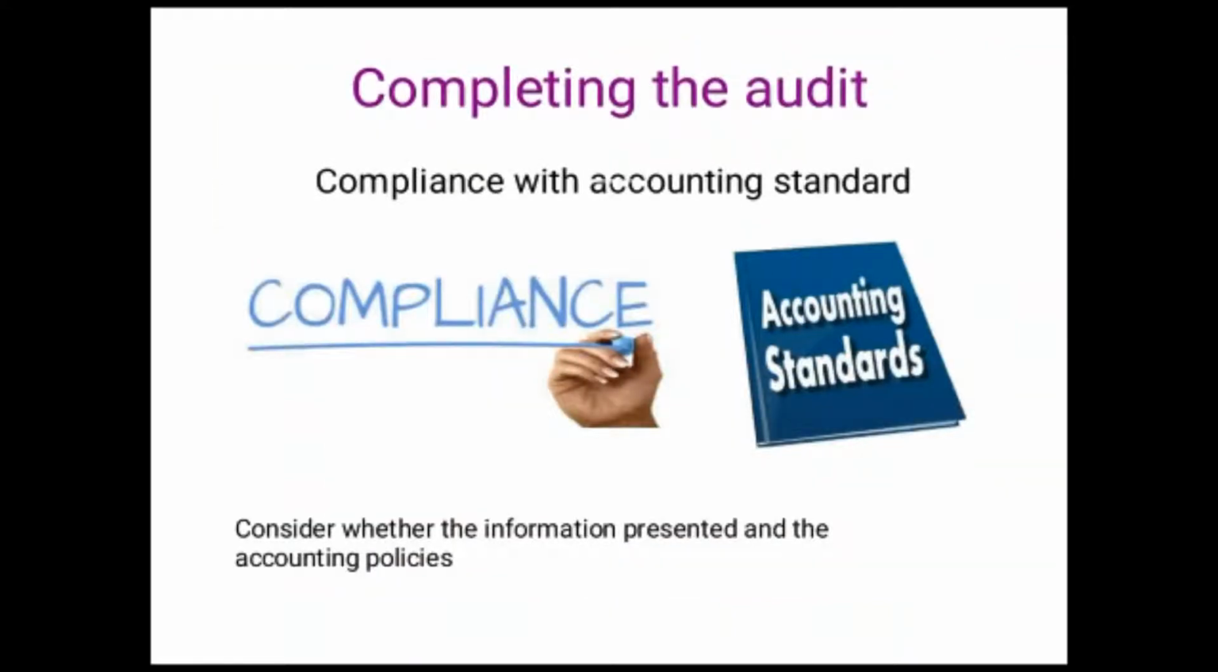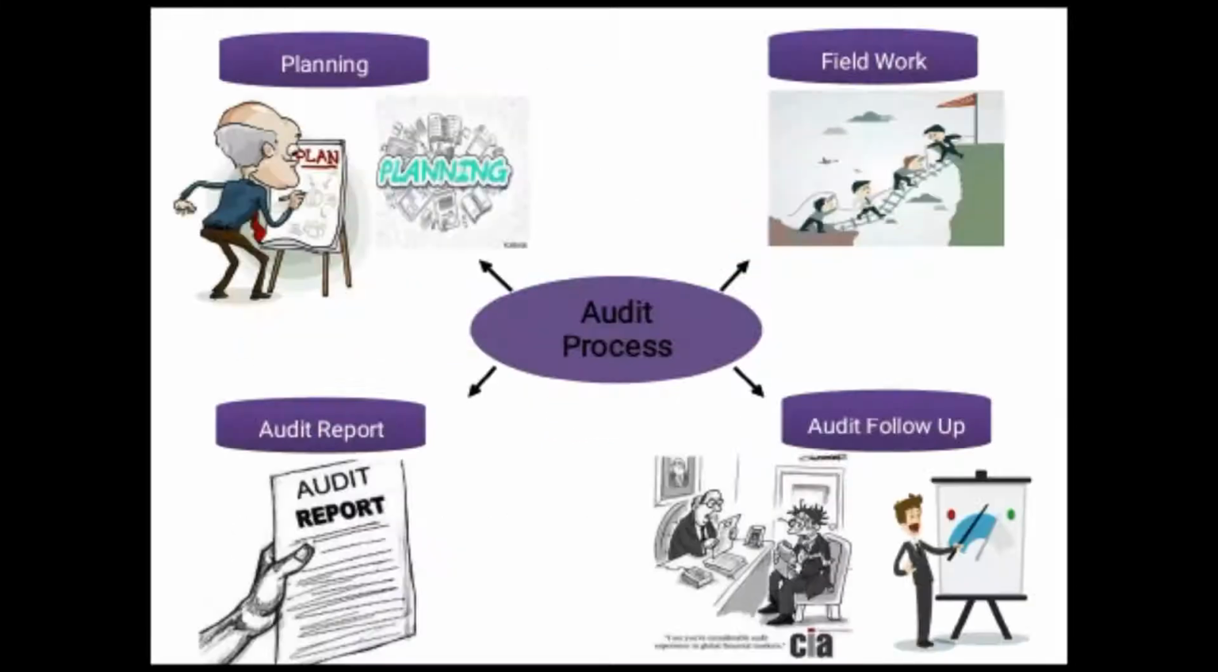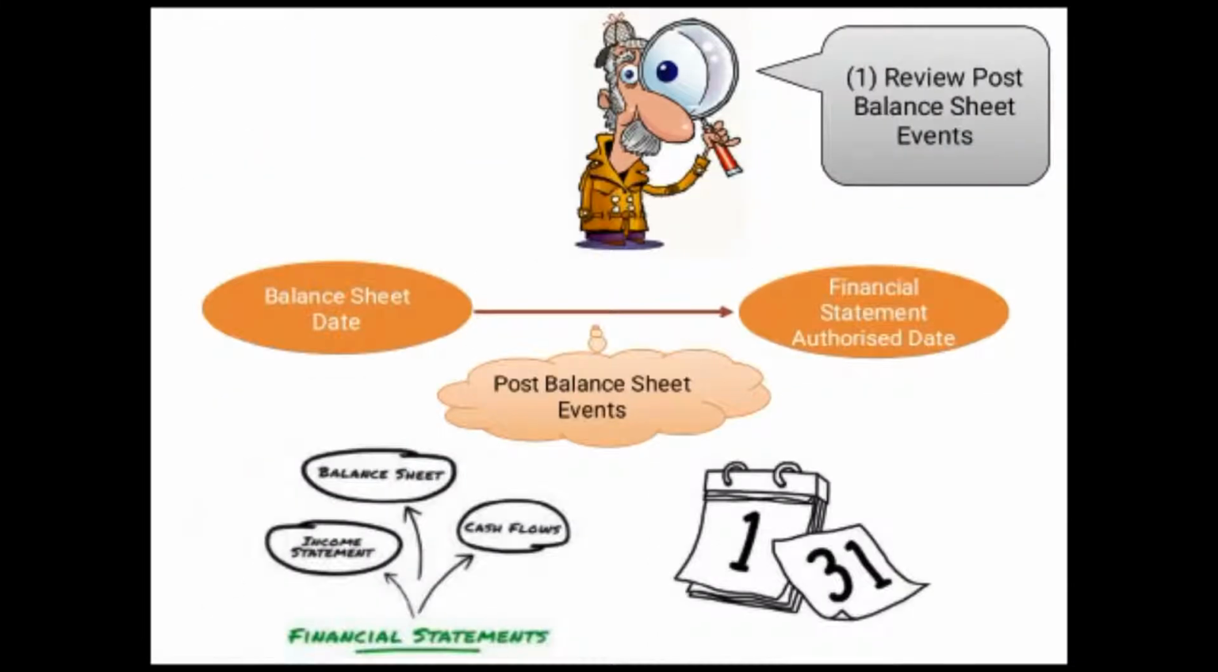Completing the audit, it must be compliant with the accounting standard. It must be considered whether the information presented and the accounting policy. The audit process consists of 4 stages, which are planning, fieldwork, audit report, and audit follow-up. In the completion of audit procedure, there are 6 steps.